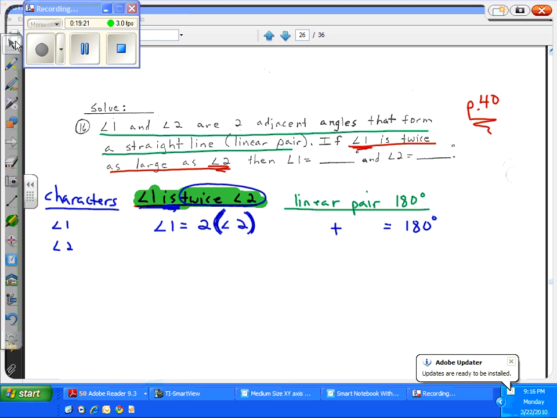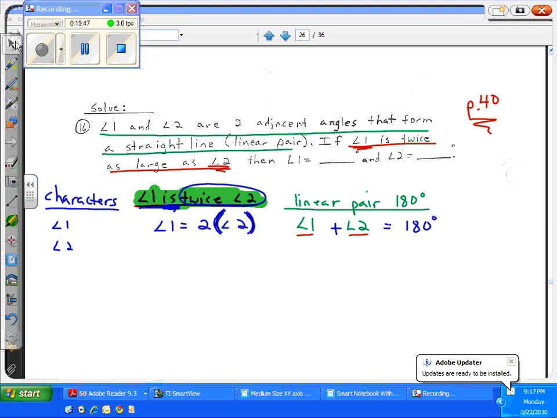Sometimes in geometry, we'll go ahead and put parentheses a lot of times with the angle just so we show our multiplication that way. And then over here with the concept of the linear pair, we know that angle 1 plus angle 2 is equal to 180 because a linear pair is a pair of angles whose external rays form a straight angle, and a straight angle is 180. So a linear pair adds up to 180.